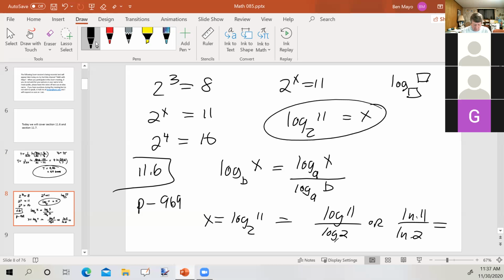Log of 11 divided by log of 2, and I'm getting 3.45943. And then if I use natural log of 11 divided by the natural log of 2, I get the exact same answer. Now, you've got to be careful. Don't use log base 10 on top and log base e on the bottom. They've got to both be 10 or both be e.